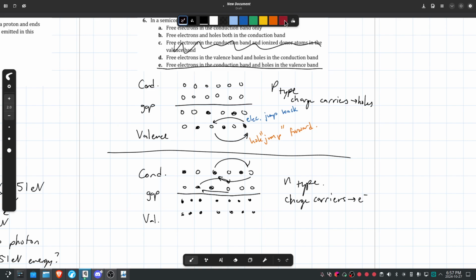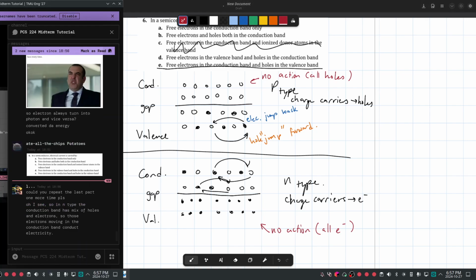So this here, no action. All holes. No action. All electrons. So in the n-type, the conduction has a mix of the holes and electrons. So those electrons moving in the conduction band conduct electricity. Correct. That's exactly it.